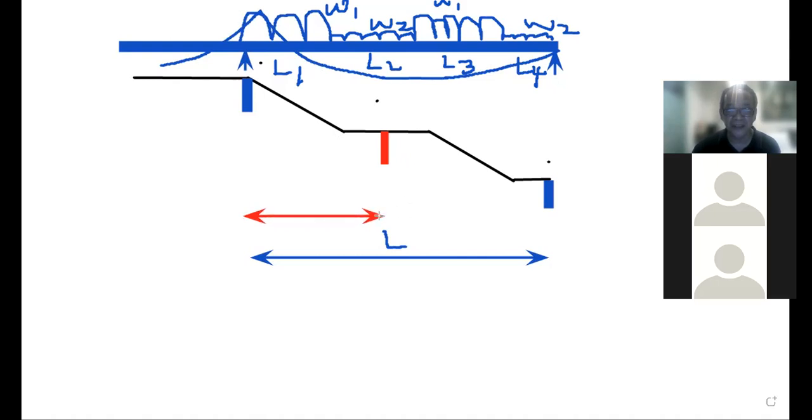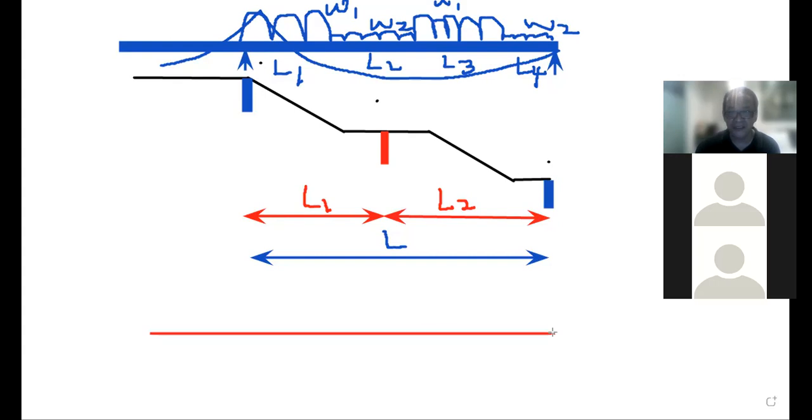Dua rentang yang berbeza. We have two different span. L1 dengan L2. Okay. L1 dengan L2. And the design would now be separated kepada dua lah. We have yang warna merah ni, by adding this beam yang di tengah ni, the overall idealized structure for the staircase would look something like this.